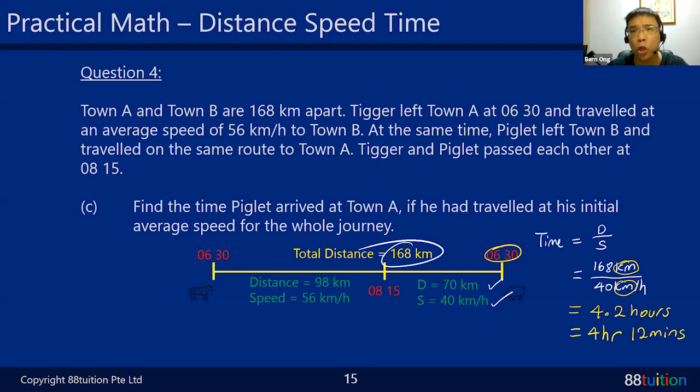No, stop it. Primary 4, primary 5, you make those mistakes, understood. But you are in Sec 1, Sec 2 already. Don't make those mistakes. 0.2 hour is not 2 minutes. You don't write 4 hours, 2 minutes, please. 0.2 hours changed to minutes, hours to minutes times 60. 0.2 times 60 is 12 minutes here.